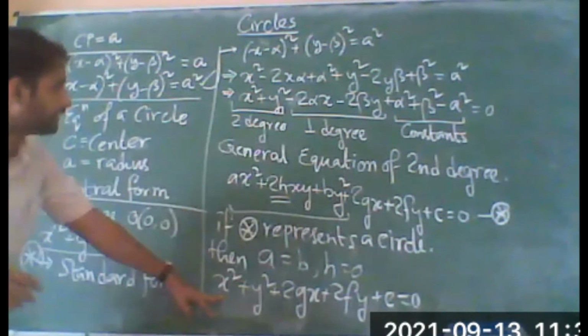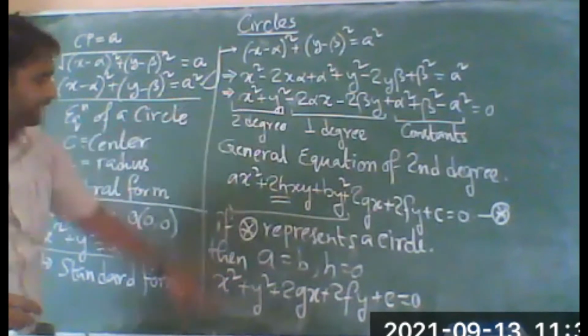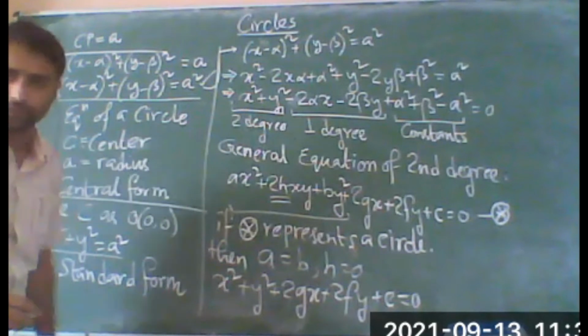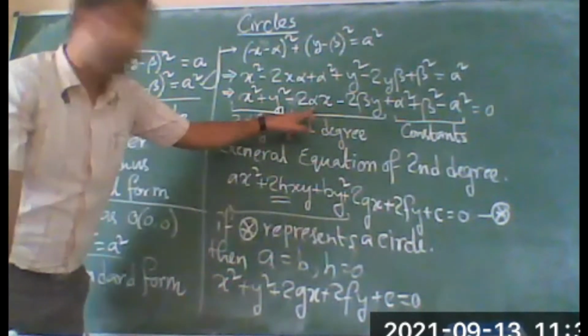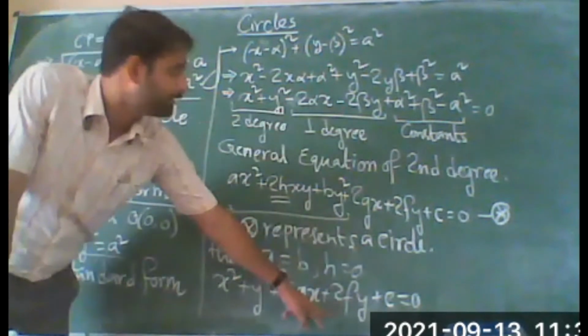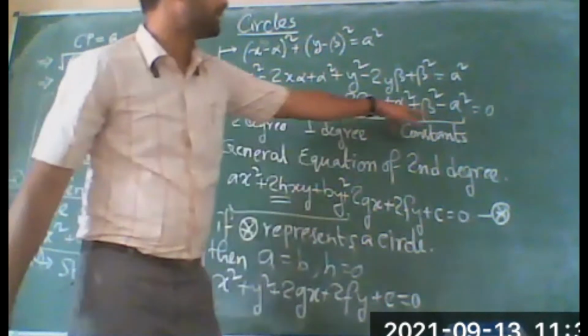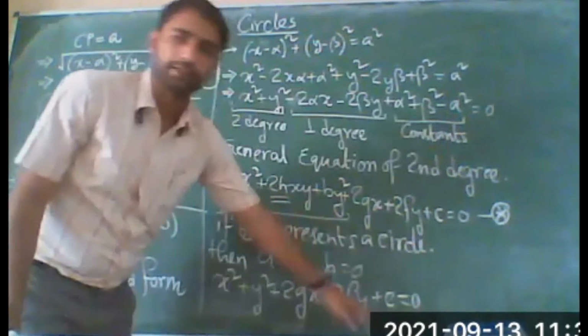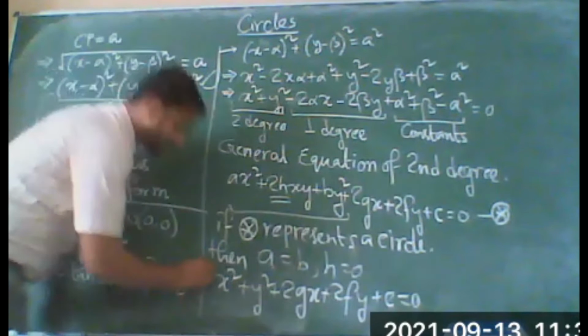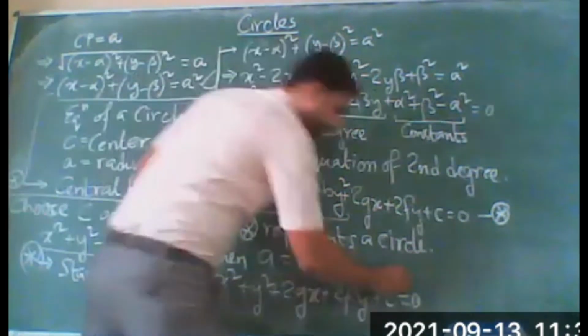And if you compare this with this one, you can easily see it is of the same form, just the constants are different. Here it was minus alpha, here it is g. Here it was minus beta, here it is f. And here it is alpha square plus beta square minus a square, here it is c. So this is the only difference. So in general, we can say this is the equation of a circle.